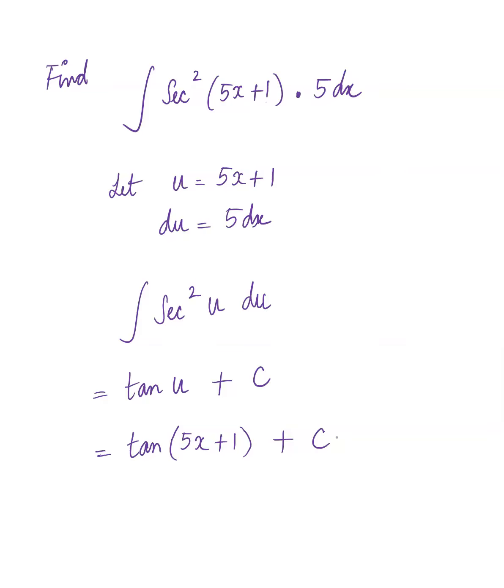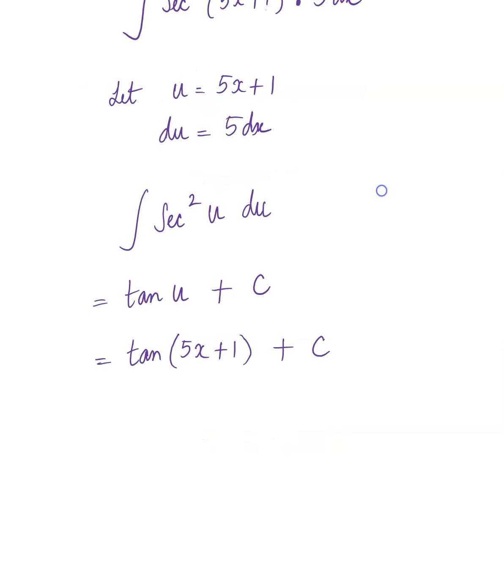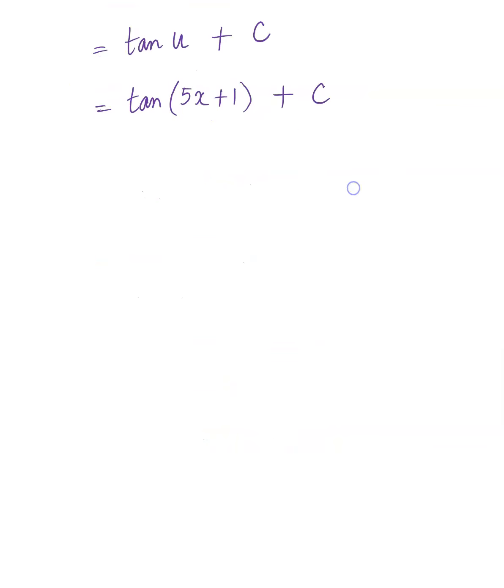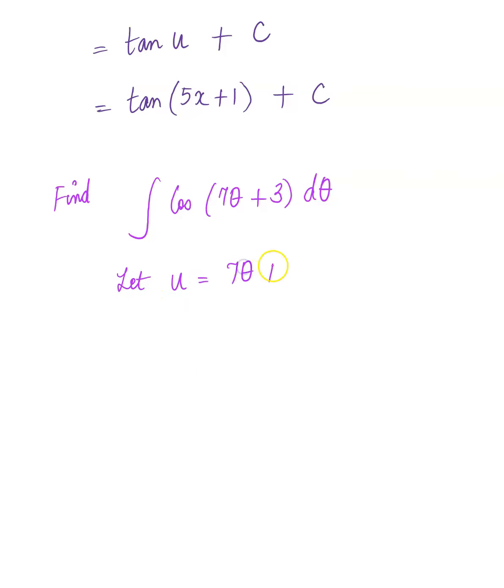All right, now what if it didn't match up exactly? So here comes another example for us. Integral of cosine of 7 theta plus 3 d theta. Once again, we know there is a formula for the integral of cosine x, but this is a problematic piece. So we say let u be equal to 7 theta plus 3. So du will be 7 d theta.